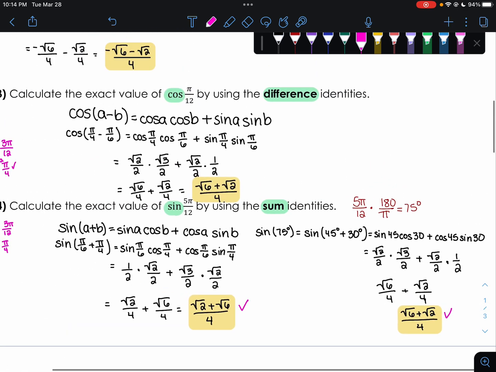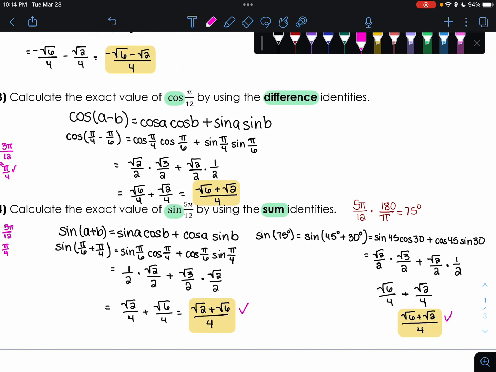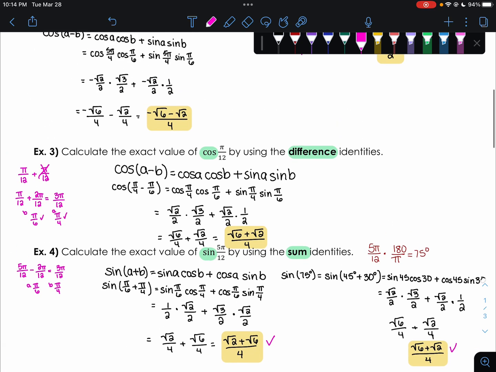So I showed you how to solve using radians, and I showed you one way with degrees. So if you wanted to switch all the angles in examples 1, 2, and 3 into degrees, you could do the same thing. If you have any questions, please write them down and make sure you ask in class.